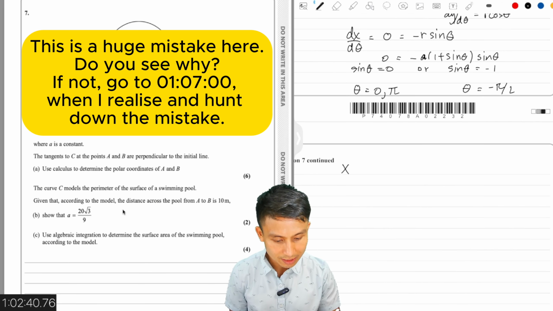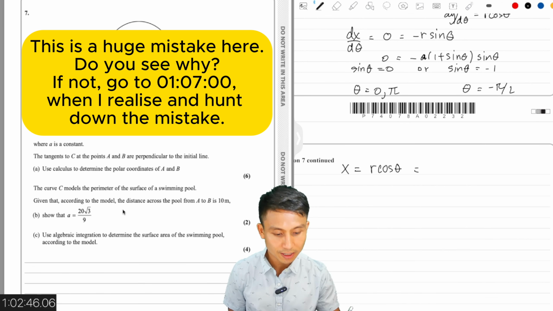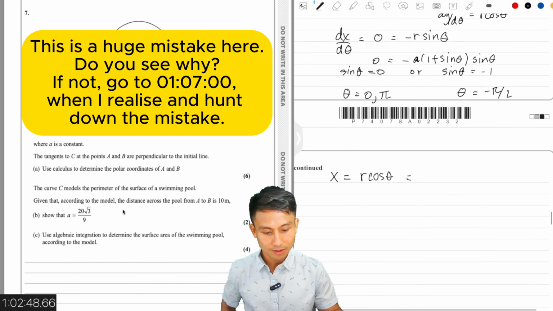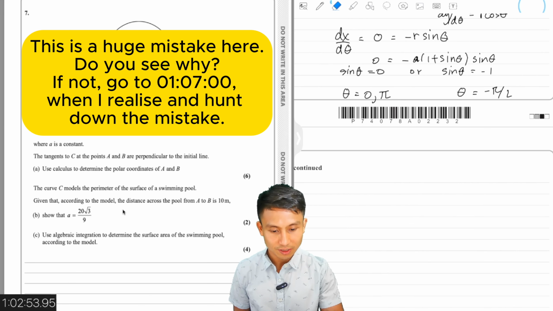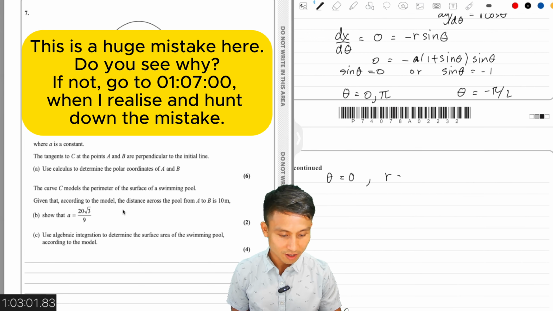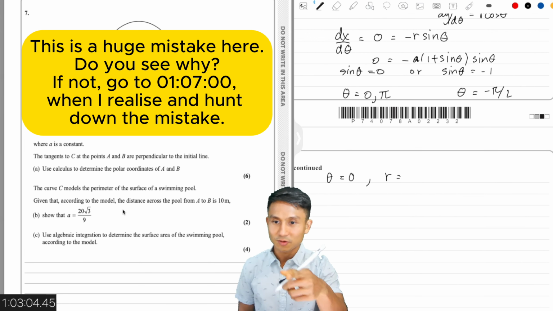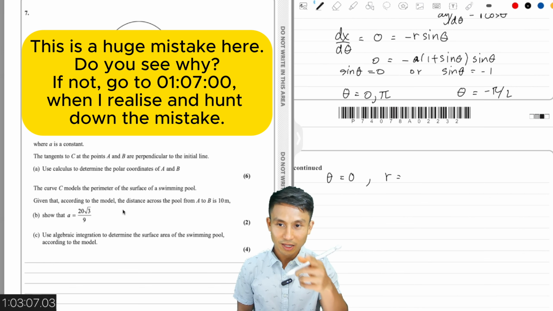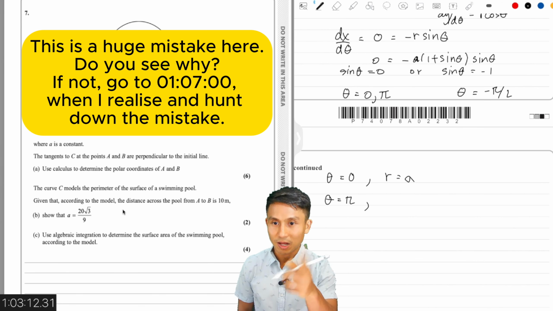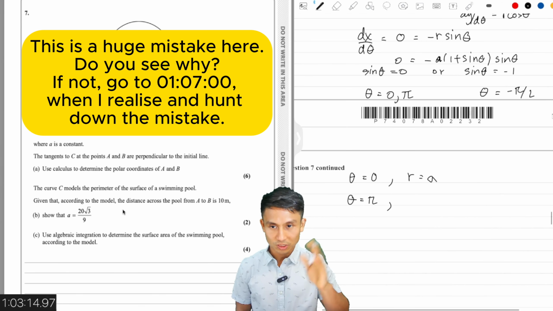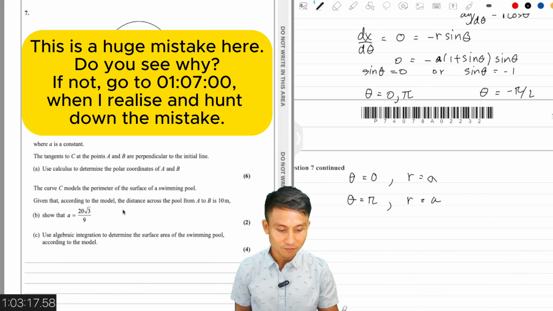Okay. So x is just r cos theta. Okay, let me find r first. So r equals, okay, let me just split into cases. When theta equals 0, r equals, if we plug theta 0 into the polar equation, we're going to get a, right, if you can follow me there. And if theta equals pi, we plug pi into the polar equation.